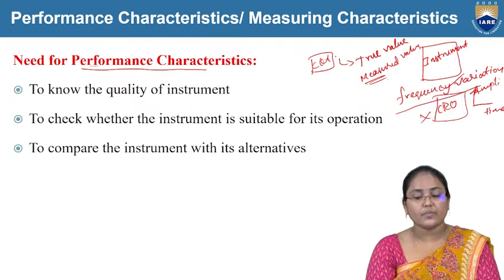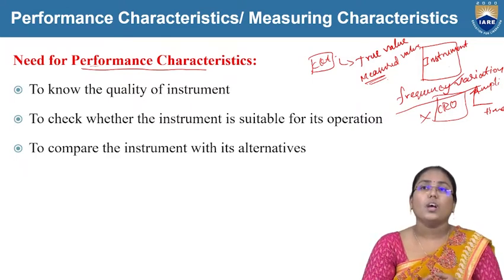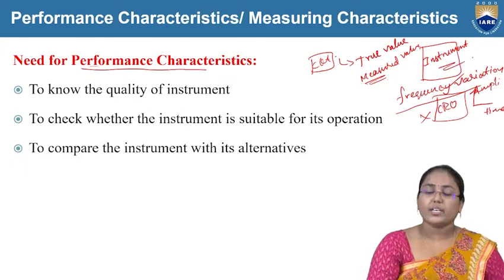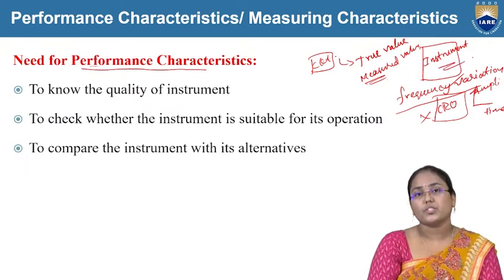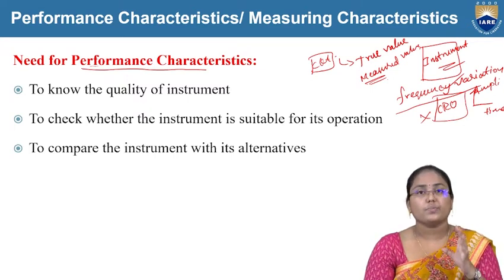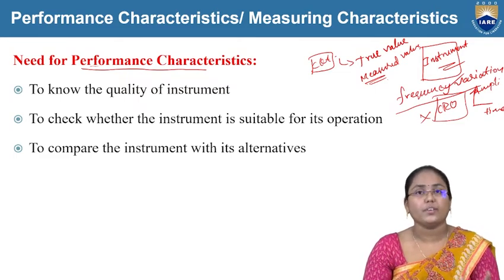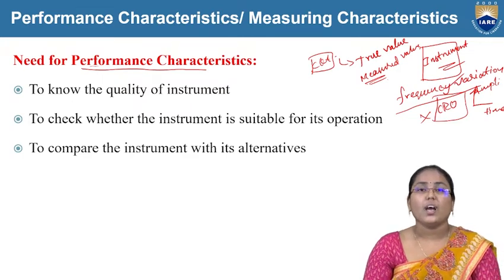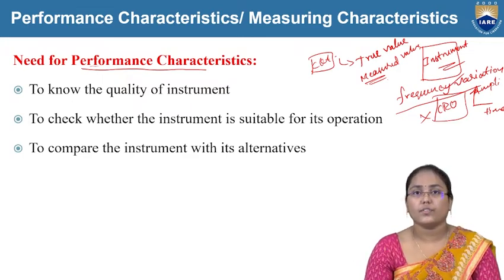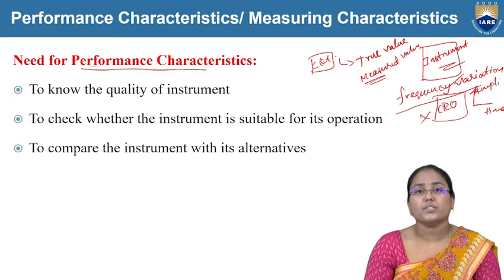Next one, to compare the instrument with its alternatives. Whenever we get an instrument, this instrument alone doesn't serve the purpose. We have many other types of instruments. If we are measuring a current or voltage value, there is a specific device for DC voltage measurement, a DC voltmeter. And again, we have a multimeter, which is also there for measuring these DC voltage values. So now we have different alternatives for one specific instrument.